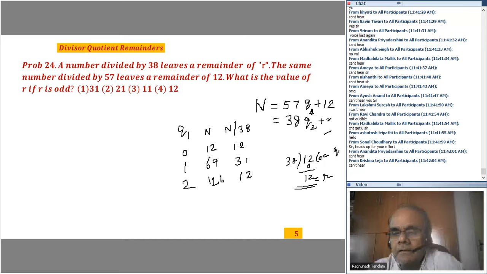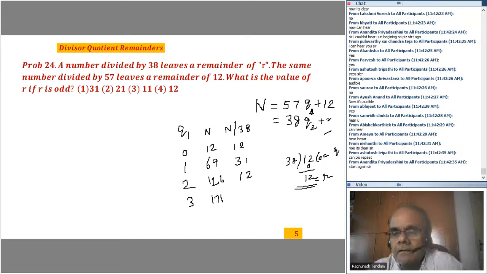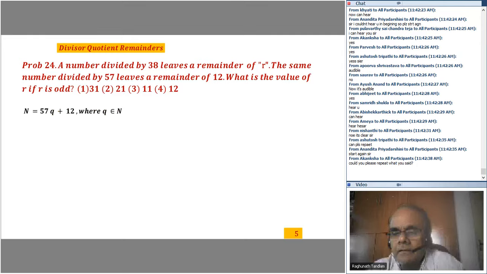Now, if Q is 3, it becomes 183, again 31. Okay, I'll start from the beginning, no problem. Are you clear? The number can be written as 57Q plus 12. Are you clear now? The number can be written as 57Q plus 12.